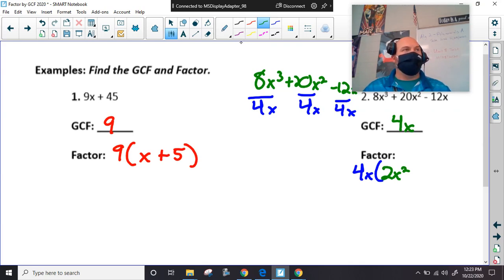Two x squared. Yep. I always do the numbers first because for me it's easier. Like 20 divided by 4 is 5. And then if you have 2 x's, you divide one out, you got 1. And then 12, and it's going to be a negative 12 or minus. 12 divided by 4 is going to be 3. And then if you have an x, you take it out, it's gone. So that's actually it.